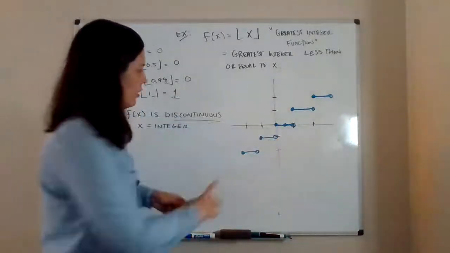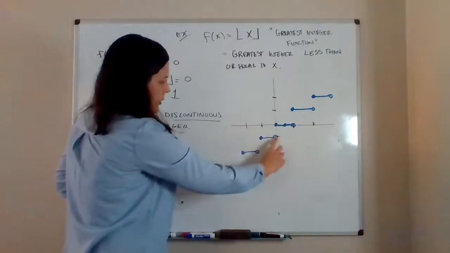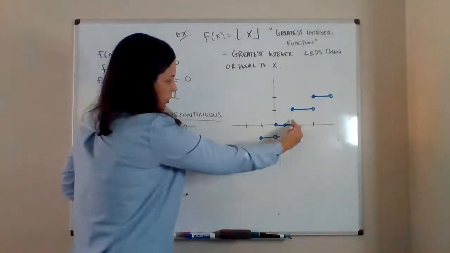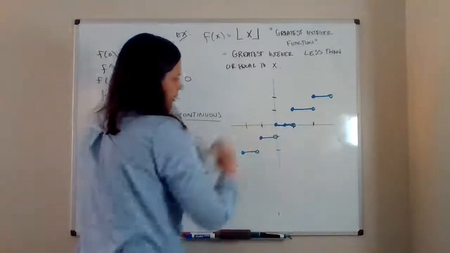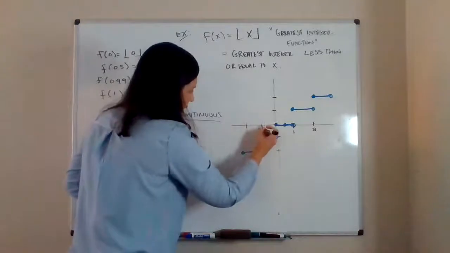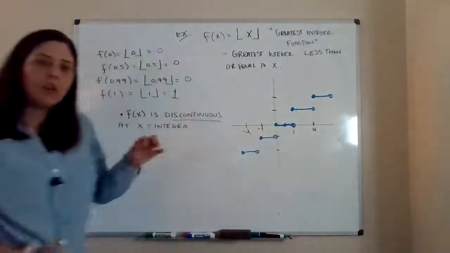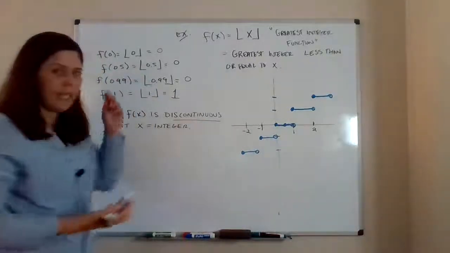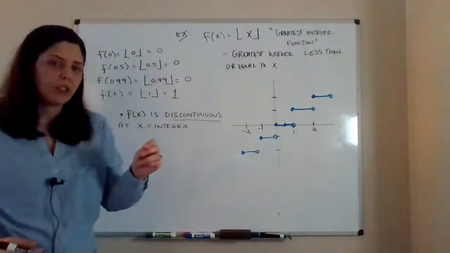Here's 0, okay? I jumped down here at 0, from -1 to 0. I jumped from 0 to 1 here, that was at 1. I jumped at 2, I jumped over here at -1, I jumped at -2. So all of the jumps happened at integers. So this function happens to be discontinuous every time I try to plug in an integer.